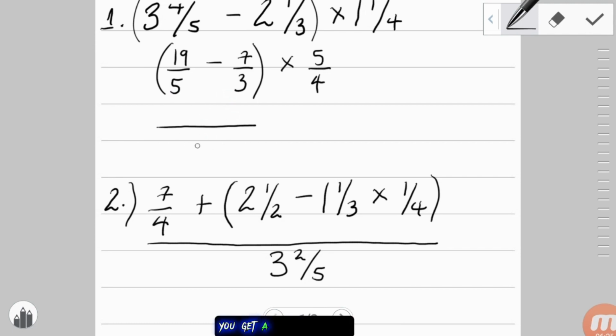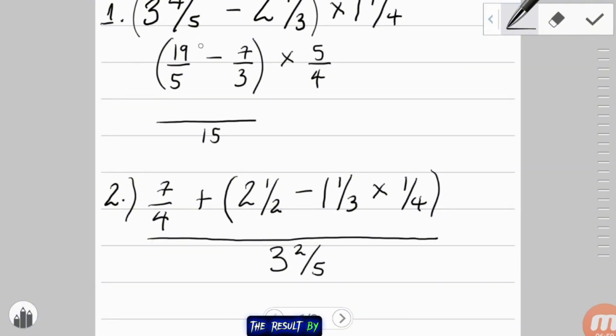If you get a bigger multiple than what is required, you may have to reduce your fraction at the end. So here our LCM is 15. That is 5 times 3, 15. Now we divide our denominator into our LCM, or in other words, we divide the LCM by the denominator and multiply the result by the numerator.